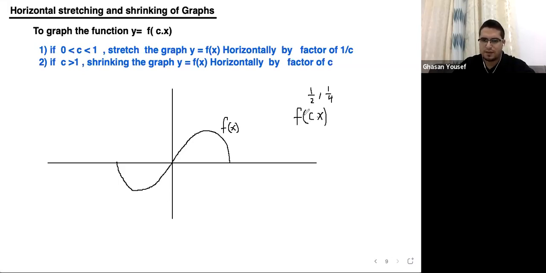Look, the c is inside the parentheses. This means we have to do stretching horizontally. Stretching horizontally means we have to fix this point, and the other point horizontally will be here. So the new graph for this function will be like this, and the same thing here. This is stretching horizontally. This is f of c times x, and this c is between 0 and 1.